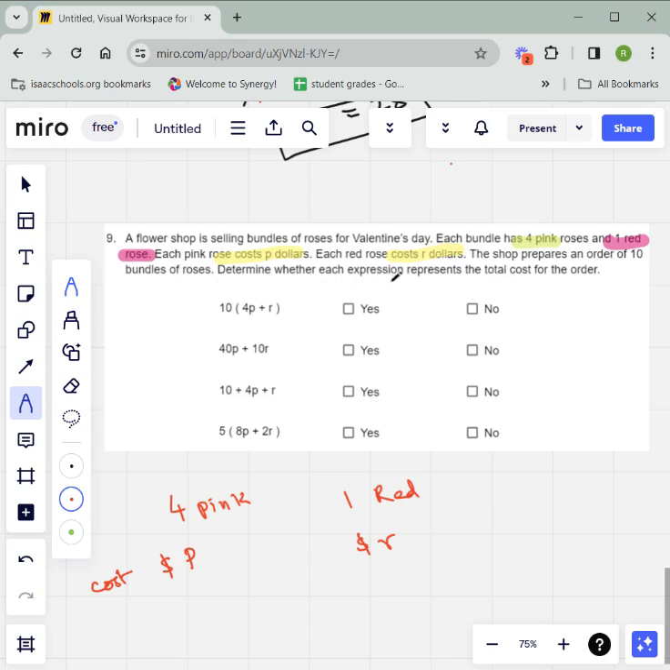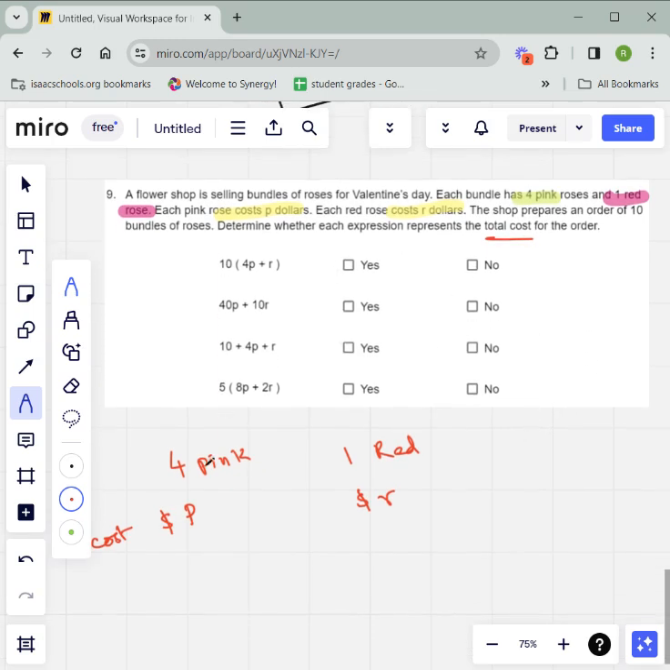And determine which expression represents the total cost. Remember, when you read them carefully, the total cost of the order. So how much is the total cost? So let's think of this. The 4 pink roses cost is P dollars each, so the cost for the pink roses is going to be 4P. Similarly, 1 red rose is R dollars. That means cost is 1R, or you can say R.